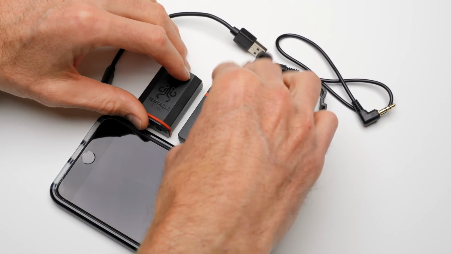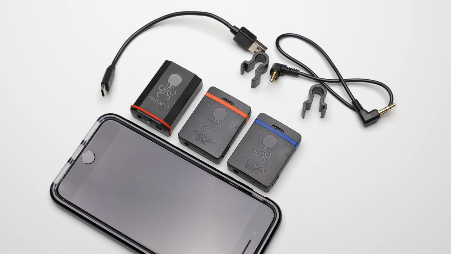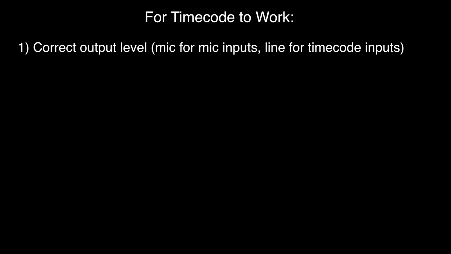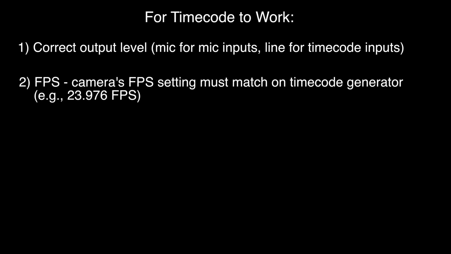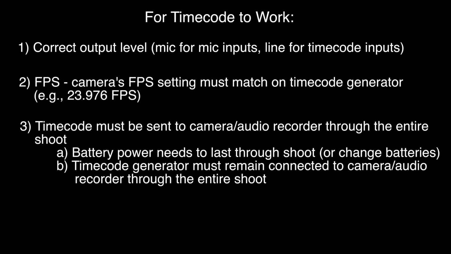To highlight those refinements, let me first explain that there are several things you must set correctly or ensure are consistent between your camera and your timecode generators for timecode to work. Otherwise, it won't work. First of all, you have to have the output level on your timecode generator set correctly. You have to have your frames per second set consistently between your camera and the timecode generator. So for example, if you're shooting at 23.98, then you want to make sure your timecode generators are also set to that. You need, of course, continuous power to your timecode generator and a solid connection between your timecode generator and the cameras or audio recorders so that it provides a continuous signal throughout the entire shoot.